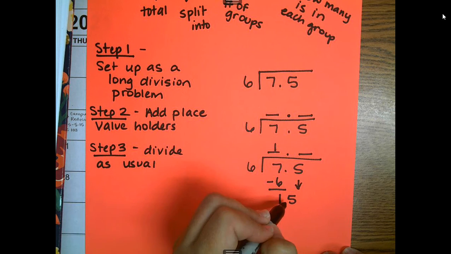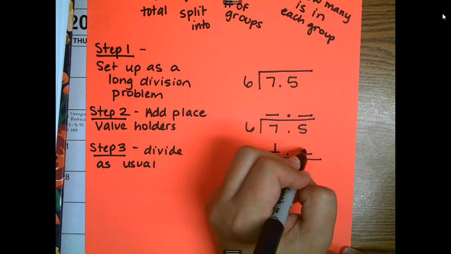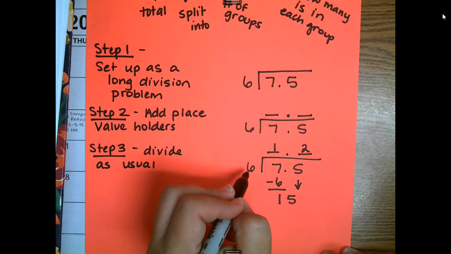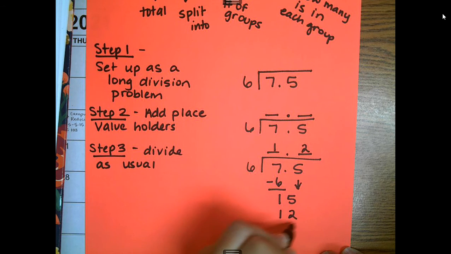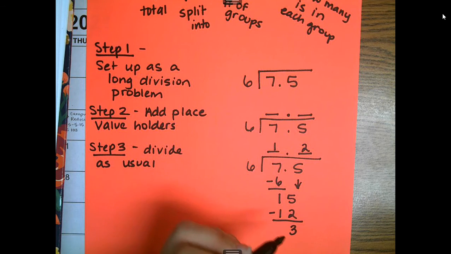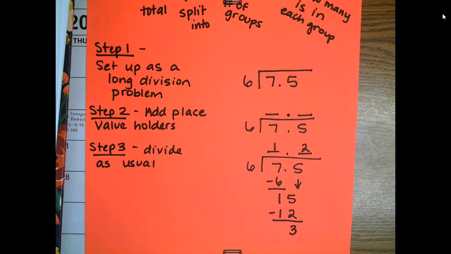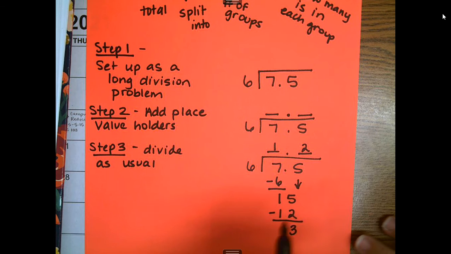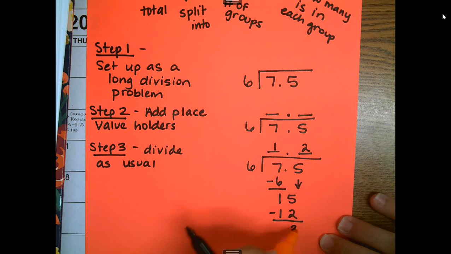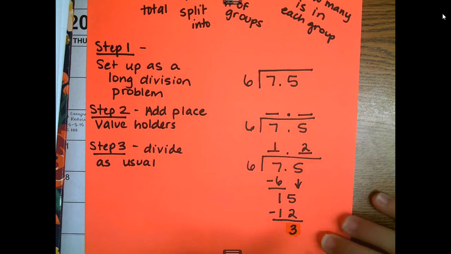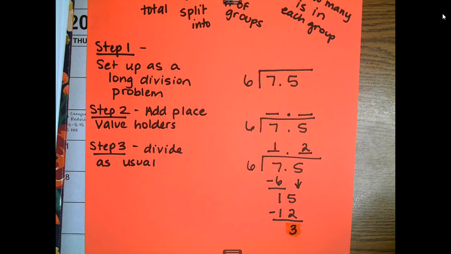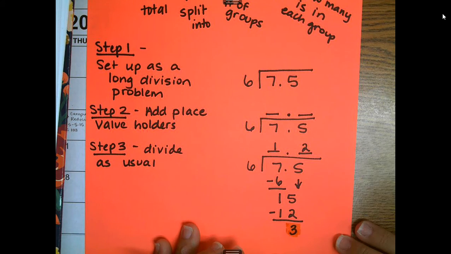So 6 goes into 15 2 times. 6 times 2 is 12. I subtract and I get 3. Here, let me highlight this 3 here. If you notice that there's a remainder when you're done, that means you're going to do it a little bit differently than you would with whole numbers. You're not just going to put an R3. We're going to turn that remainder into a decimal.